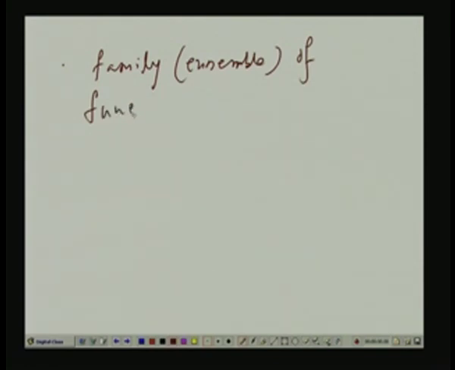So just to sum up, what is a stochastic process? A stochastic process is a family, which is also called an ensemble, of functions x(t, s), where s stands for the experimental outcome. This family or ensemble, or set, of all these functions constitutes the stochastic process.